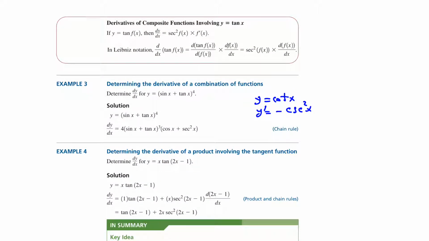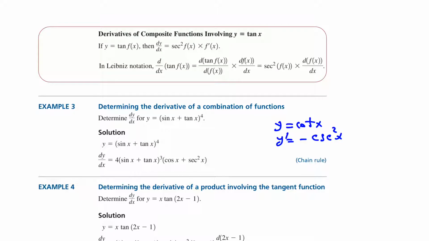Similarly, we can say derivative of y equals cotangent of x is y prime equals negative cosecant squared of x. If we apply chain rule, derivative of tan of f of x with respect to x would be derivative of tan of f of x with respect to f of x times derivative of f of x with respect to x, which is the same as secant squared of f of x times derivative of f of x with respect to x.